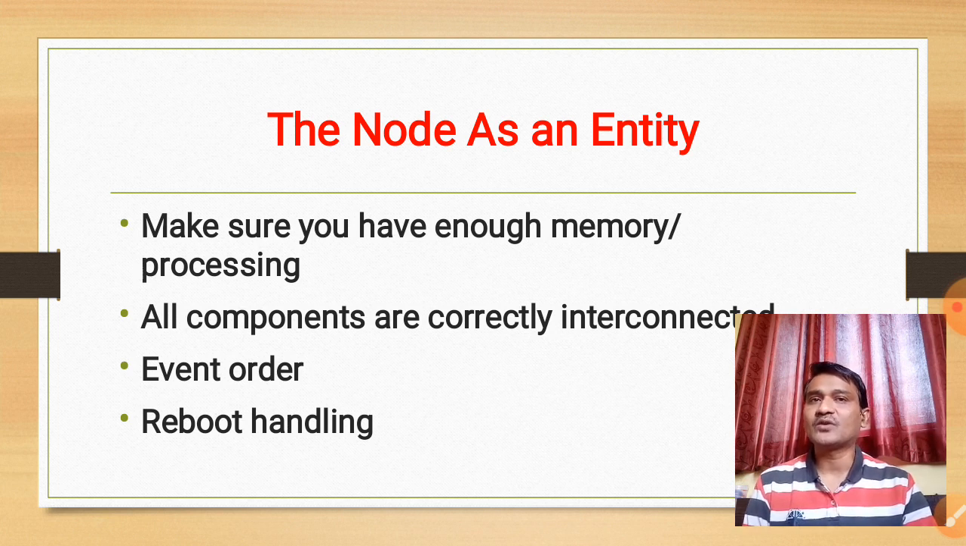Make sure that all components are correctly interconnected. Thoroughly analyze the interconnections between the components of the system. Look especially for shared data structures, where reading and writing access might create collisions. Event order following is also important.